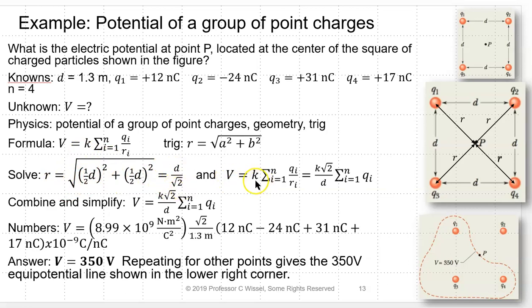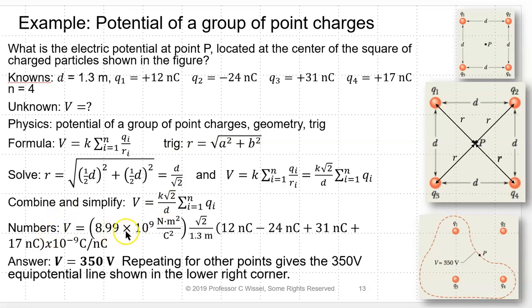V will then be k times the sum of Qi over Ri, and we plug everything in. We wind up with V equals k times the square root of 2 over D times the sum of all the charges. So now we can plug in numbers.